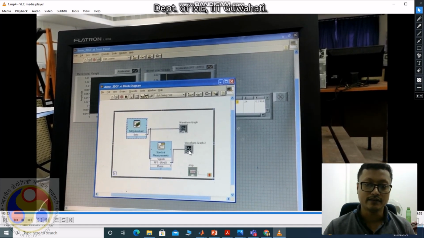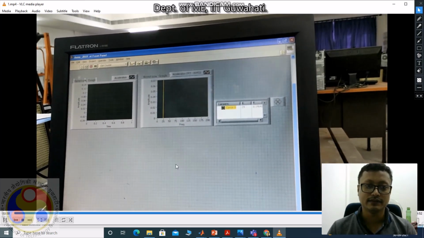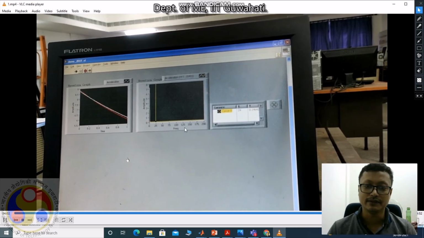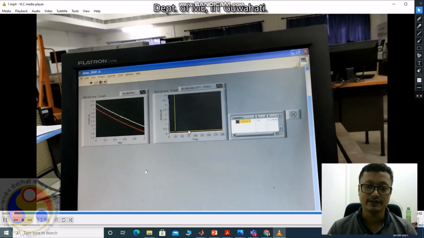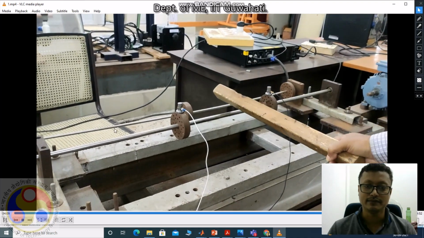So this is the graph. We can get the data. Two graphs will be there, one in amplitude versus time and another for amplitude versus frequency. You get the natural frequency in this graph, and this is for the phase difference of two things.